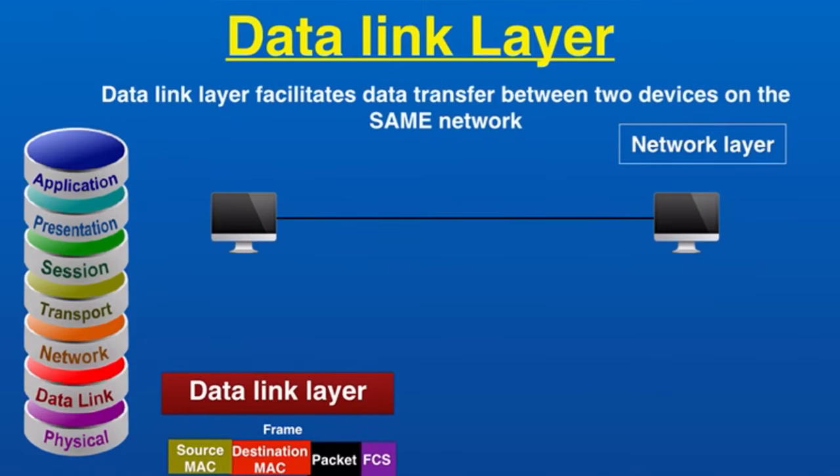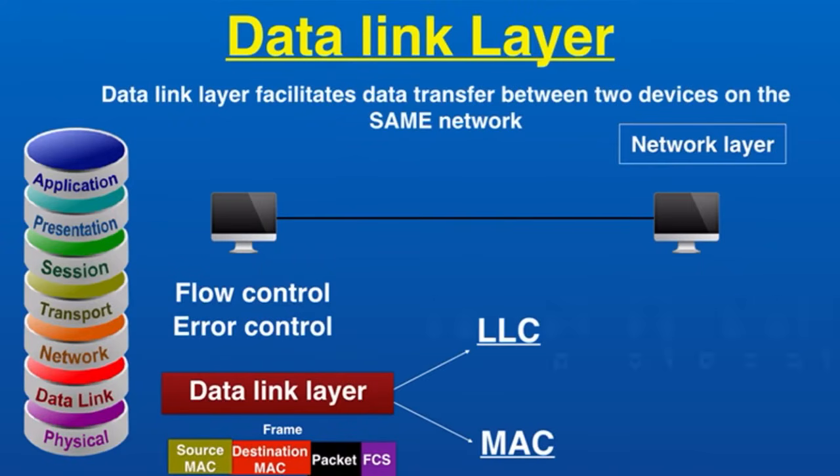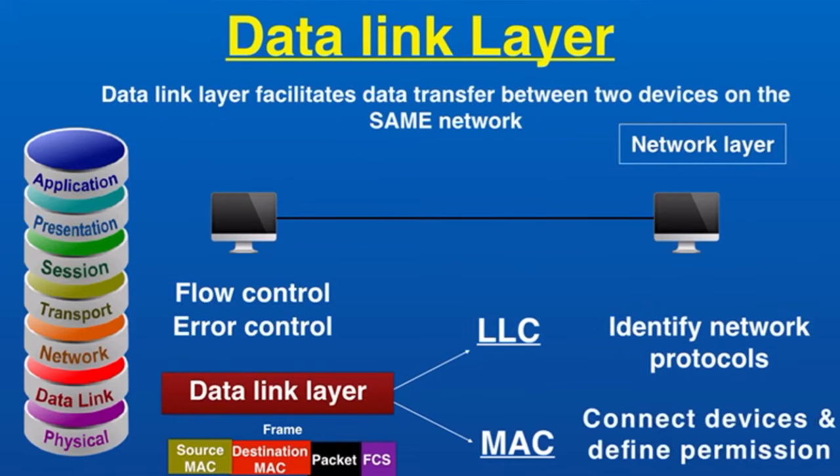Data link layer makes sure that transferred frames are error-free. It is responsible for flow control and error control. Most switches work at this layer. It has two sub-layers. LLC defines network protocols, performs error checking and synchronizes frames. MAC layer uses MAC addresses to connect devices and define permissions to transmit and receive data.